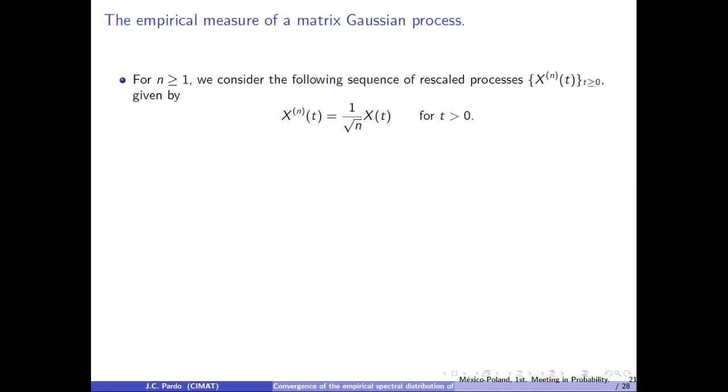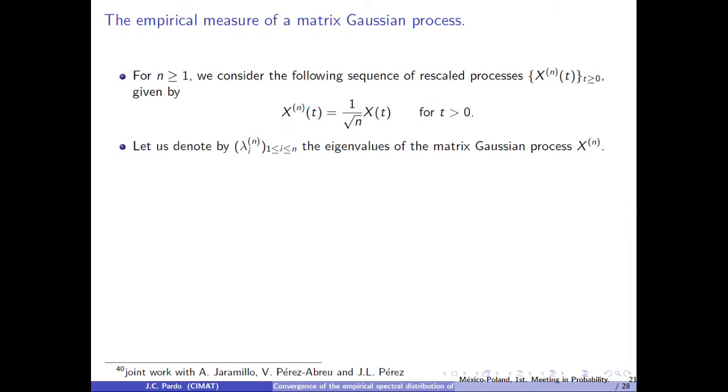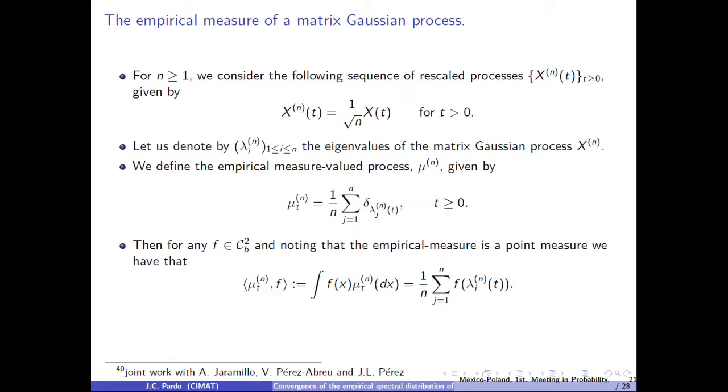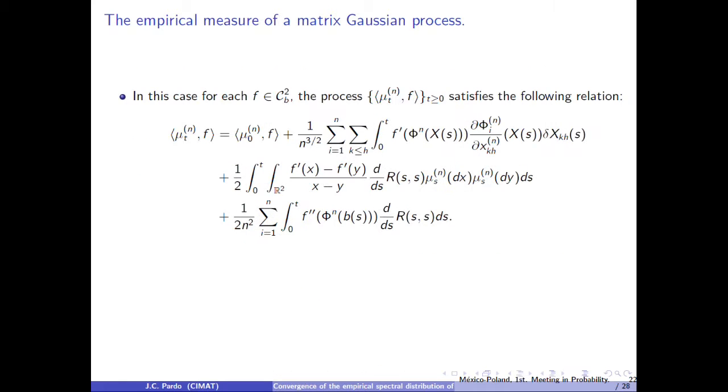So then we proceed in a similar way, right? We define the rescaled process. We define the empirical measure in a similar way as before. And then we were able to have a description for the empirical measure applied to any function in C^2_b, right?